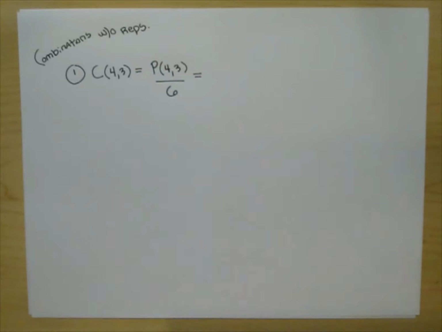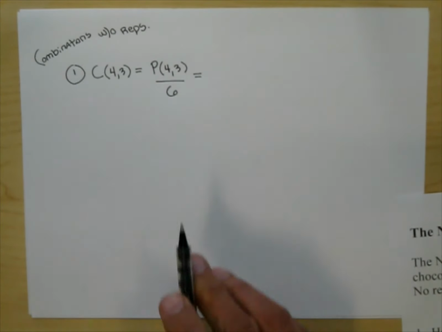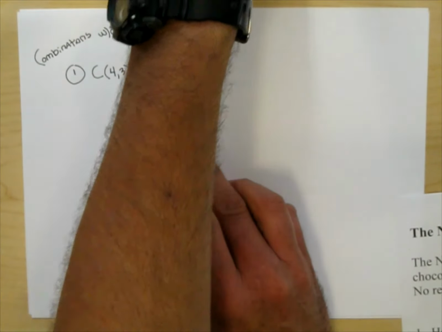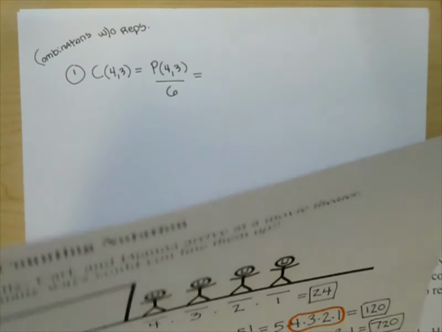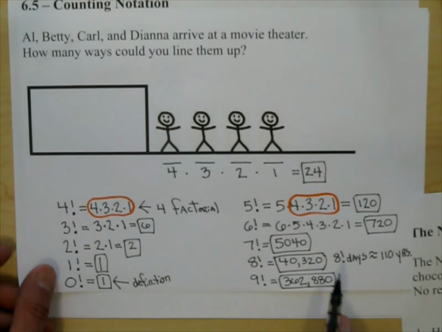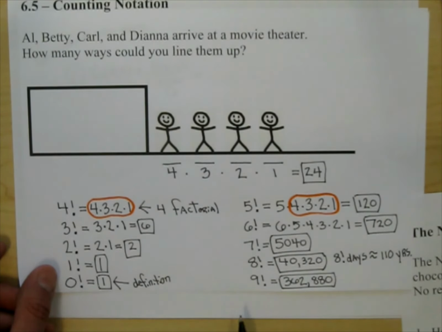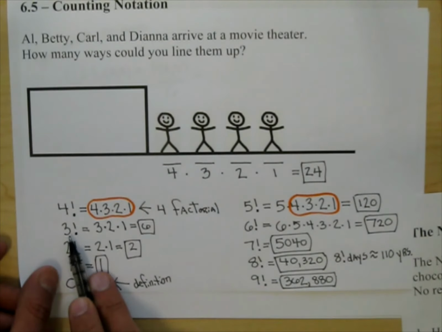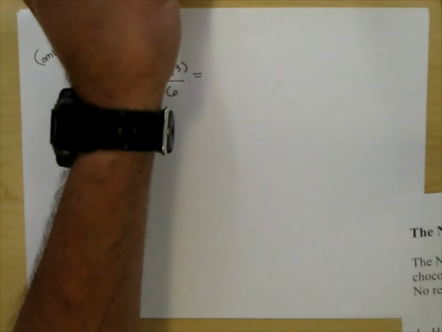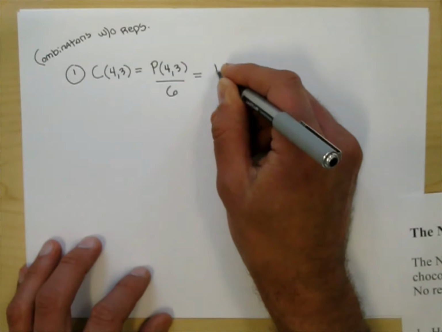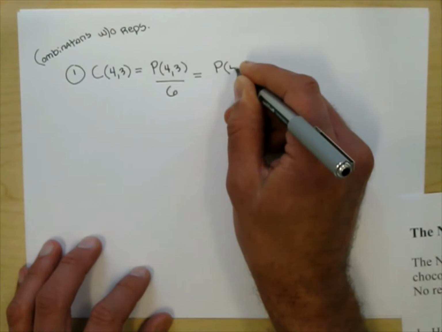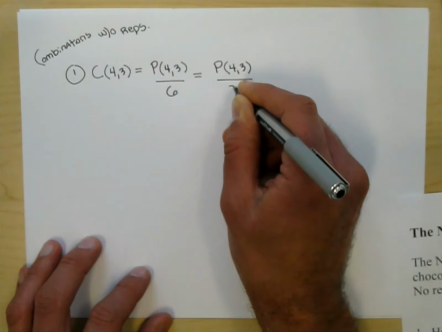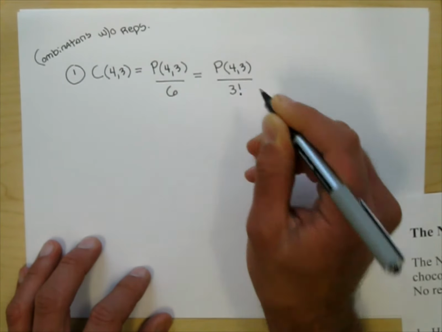Does this 6 ring a bell? You're like, no, it's just the number 6. Do we see the number 6 anywhere here? Oh yeah, we do right here. 6 is 3 factorial. So this is 4 pick 3 over 3 factorial.